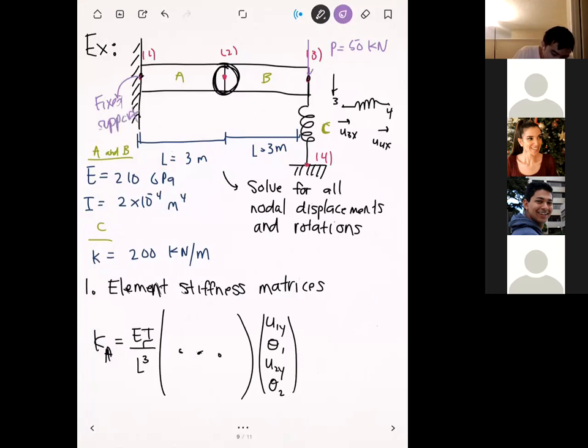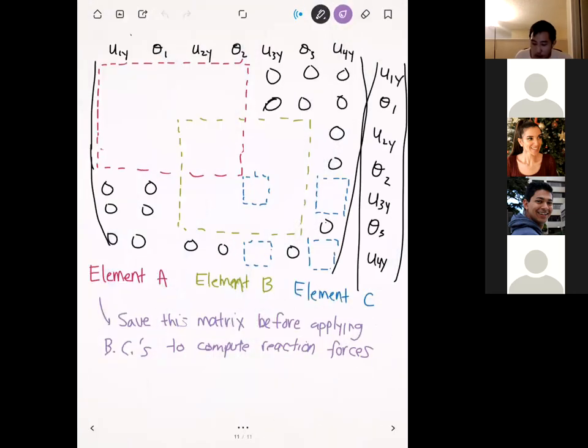Okay, all right. So that tells us that both U1y and theta 1 are going to be equal to 0. And so we're going to go ahead and apply that boundary condition here. So we're going to have 1, 0, 0, 0, 0, 1, 0, 0, and everything else is zeros.